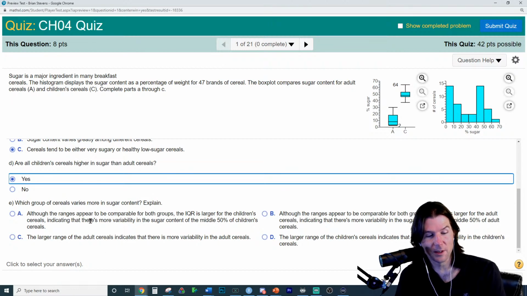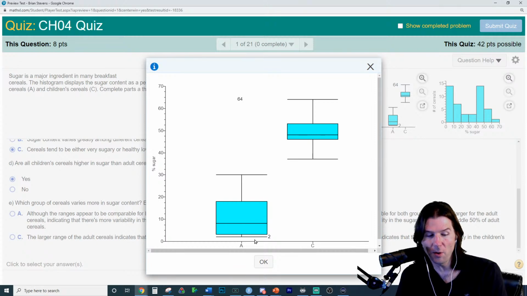Which group of cereals varies more in sugar content? When you look at the variation, they both have similar ranges, but what is different right here, Jacob?